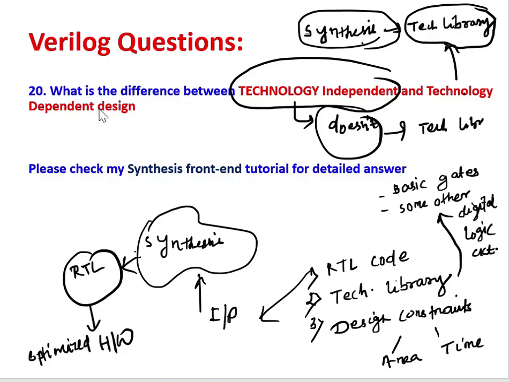Okay, so technology dependent design means your synthesis tool is using a technology library and optimizing your circuit or your logic design, but technology independent means it is independent of the technology library during the synthesis process. Okay, let me explain a little. What a synthesizer or synthesis tool does is, during synthesis, the RTL code is converted into optimized hardware.